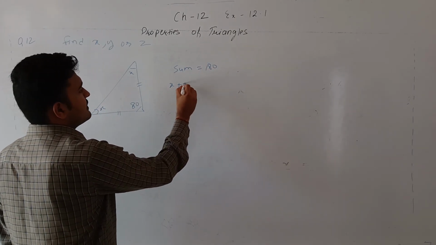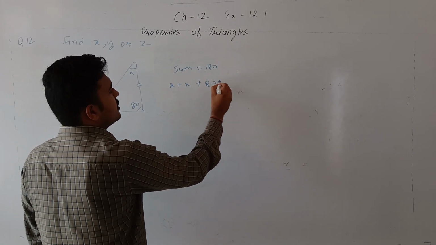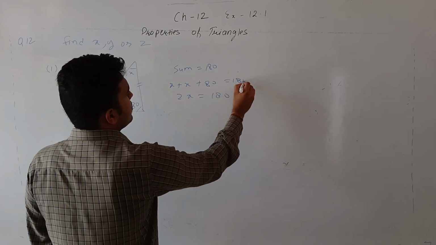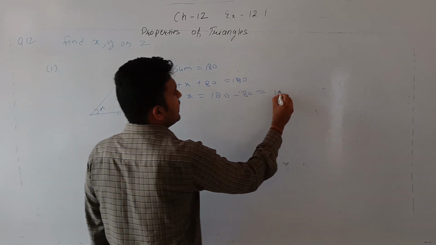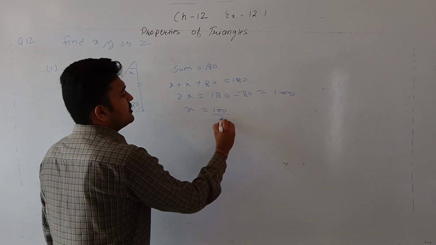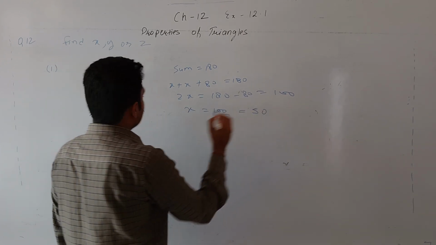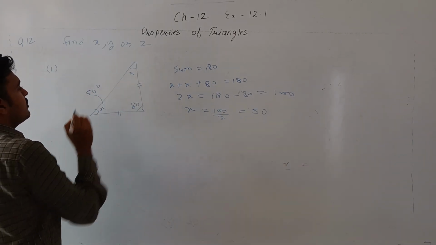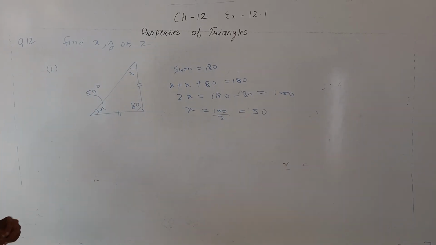Therefore x plus x plus 80 is equal to 180. 2x is equal to 180 minus 80, which is 100, and x comes out to be 100 upon 2, which is equal to 50. So x is equal to 50. So the required angle is 50 degrees. Now we will do the other question.